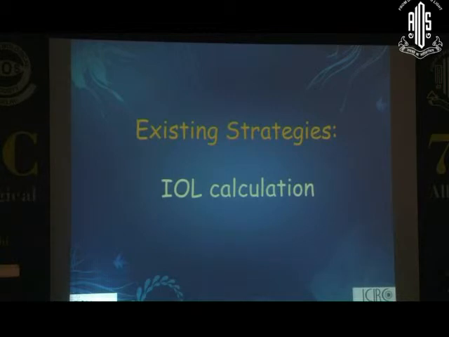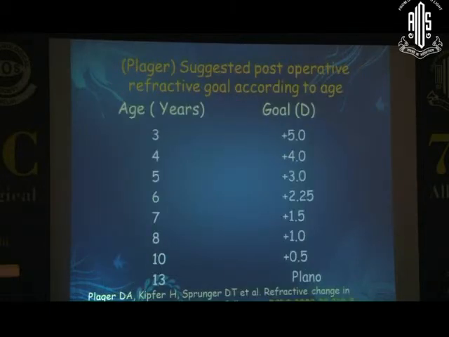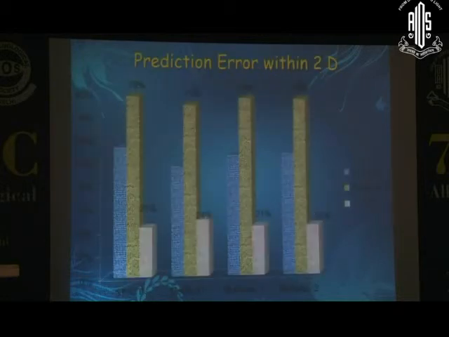There are several nomograms in the literature, which is a good way to start. But ultimately, you need to use your own clinical judgment and experience. Like Jahan et al. have given IOL power according to axial length. Plager and Trivedi and Wilson have suggested IOL power according to post-op refractive goal. With our vast experience, we have created our own nomogram for undercorrecting IOL power, and on validating this nomogram, we were quite satisfied as 70 to 75% of the time our prediction error was within 2 diopters from our target, which is quite acceptable for these children.